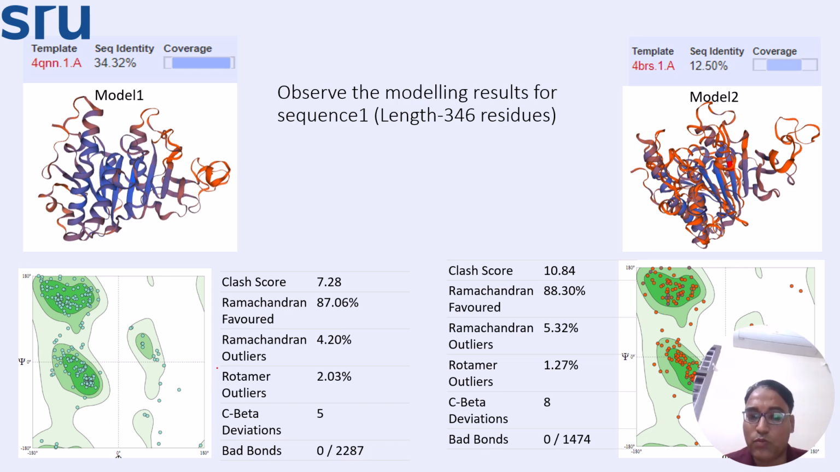Bad bonds 0 of 2287. Bad bonds 0 of 1474. See, it means the model is very small compared to a very big model. Now for the same sequence, they have a substantially variant number of bonds. Even if the models are very close, they can have a little deviation, but not substantial deviation.